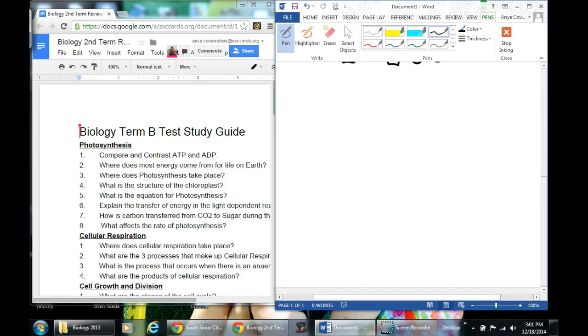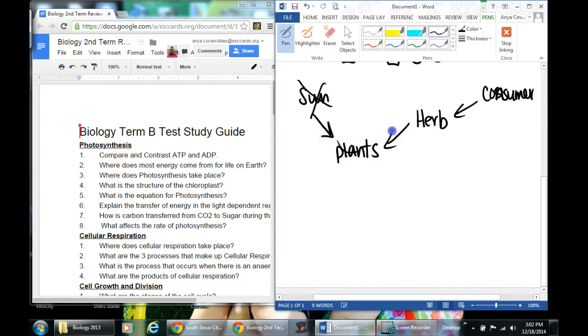Okay, so next one, where does most energy come from for life on Earth? Well, this is going to be the sun. Okay, so in order for anything to happen on Earth, anything to be living, we have to have sunlight, because the sunlight gives energy to our autotrophs, or to our plants, and these plants are then what everything else eats. So the herbivores eat these, and then our tertiary consumers eat our herbivores, and without the sun, none of this other would ever take place.